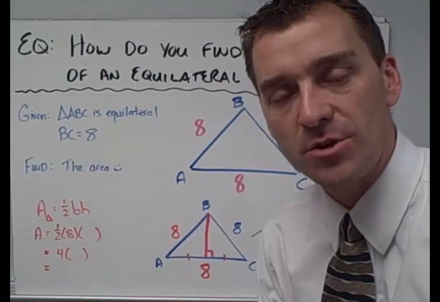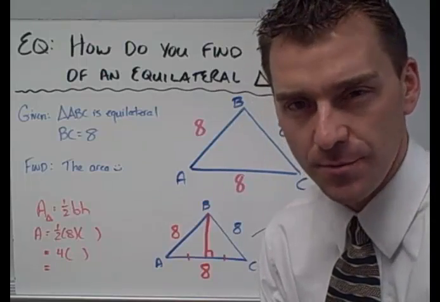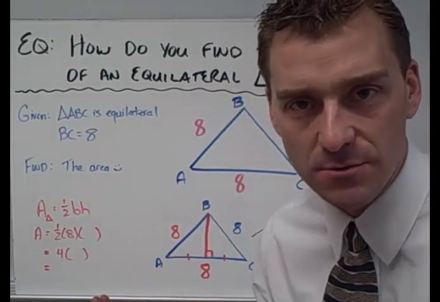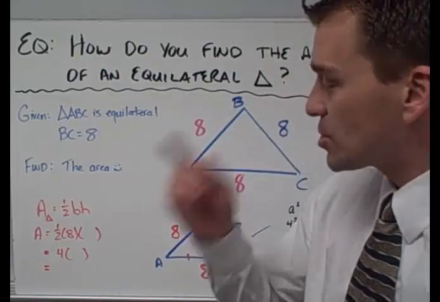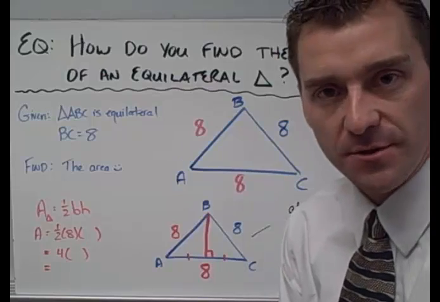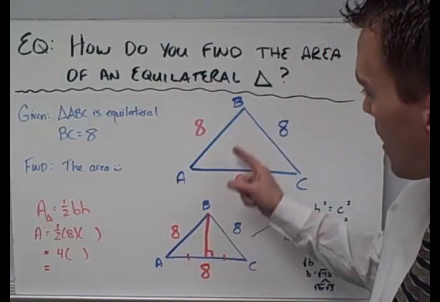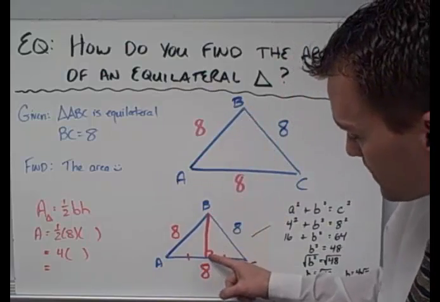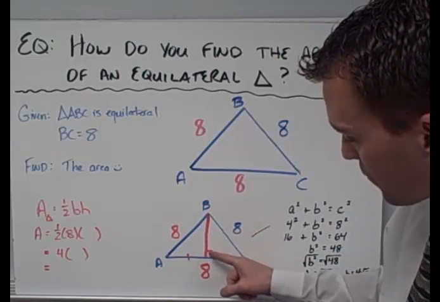Remember, the height when you draw it in a triangle determines where the base is. But regardless, the bases are all 8, so it's going to be 8. So what I have to do is find the height to find the area of this particular triangle. Here's what I've done. I've drawn an altitude down here. And as you know, an altitude forms right angles.